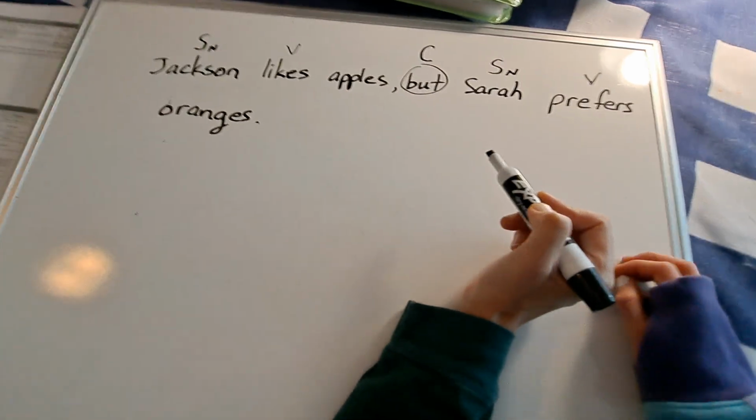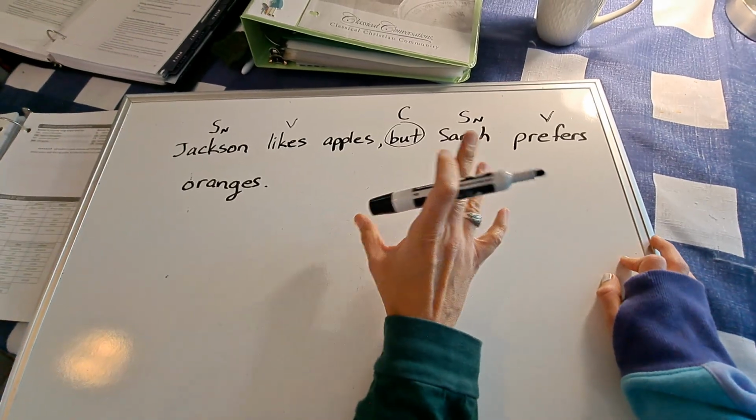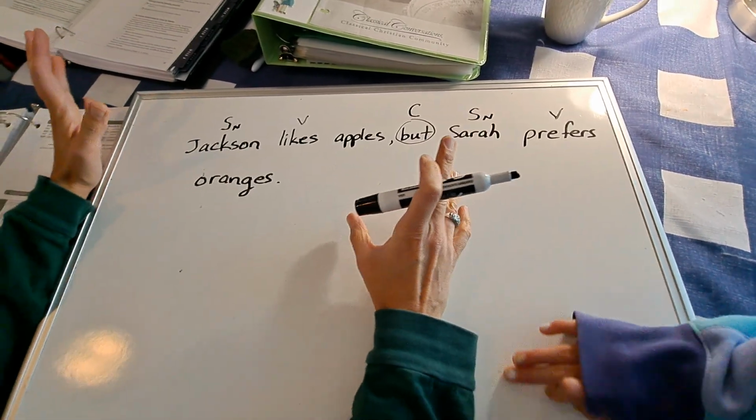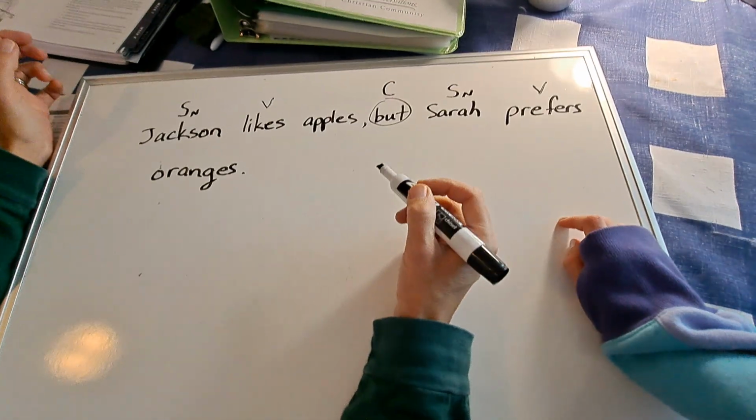Why do you do the N really small? Just because it's just a labeling thing. It's not part of the pattern. It's not part of the sentence pattern. It's just kind of a labeling thing.